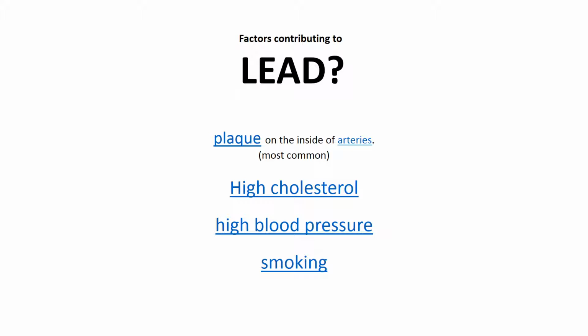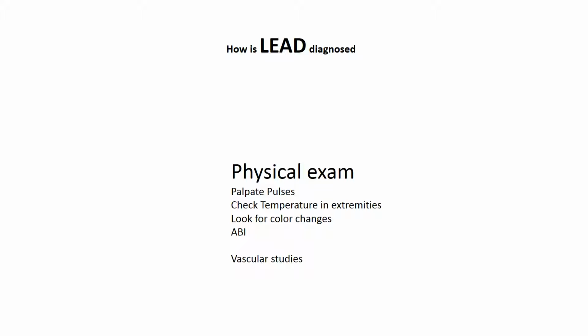Factors that contribute to lower extremity arterial disease include plaque, which is on the inside of the arteries, and this is the most common problem. High cholesterol, high blood pressure, and smoking are different factors that continue to lead to the arterial disease.